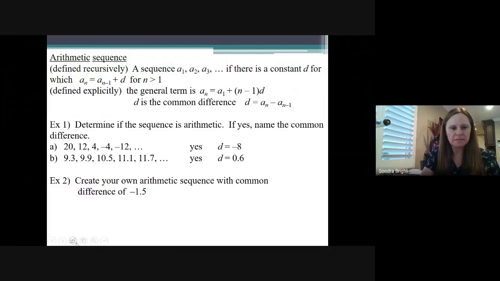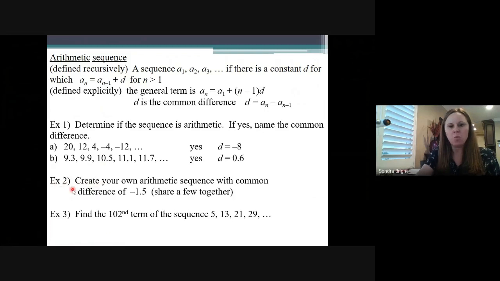All right, let's find the 102nd term of this sequence. 5, 13, 21, 29. All right, well, that one, we're going to use this explicit formula, where n will be your 102. A1 is the first term, so that's 5. What's the common difference? To go from 5 to 13, add 8. Plus 8 gives you 21. Plus 8 gives you 29. So your common difference is 8.